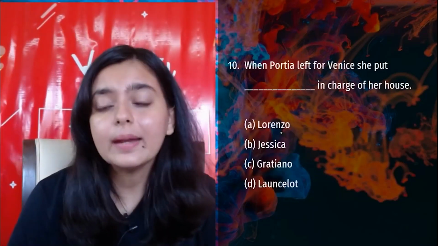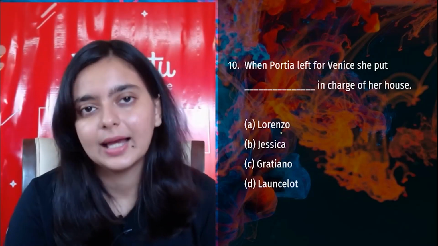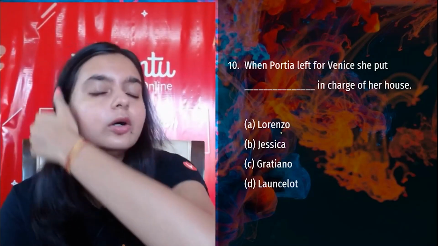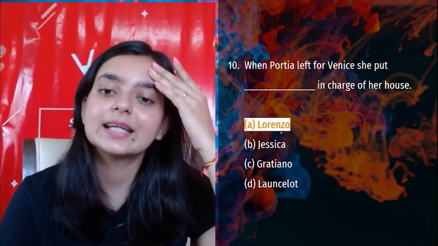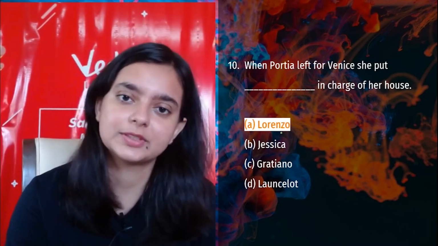Next is, when Portia left for Venice, she put Dash in charge of her house. This also, I think you would be knowing. The answer is Lorenzo. She had put Lorenzo in charge of her house.